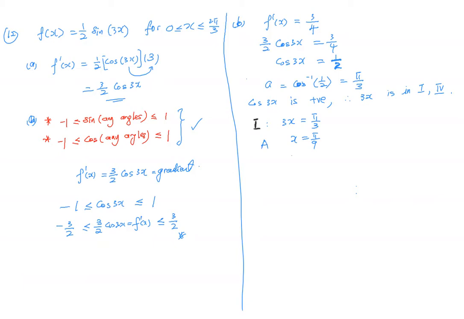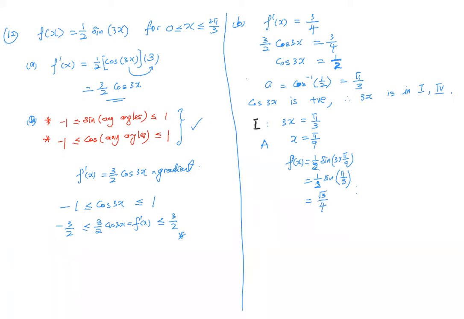So my f(x) will be equal to, what is your f(x)? Your f(x) is half sin 3 times pi/9. So this is 1/3, a half sin pi/3. Sin pi/3 equal to √3/2, correct? So the whole thing is √3/4.